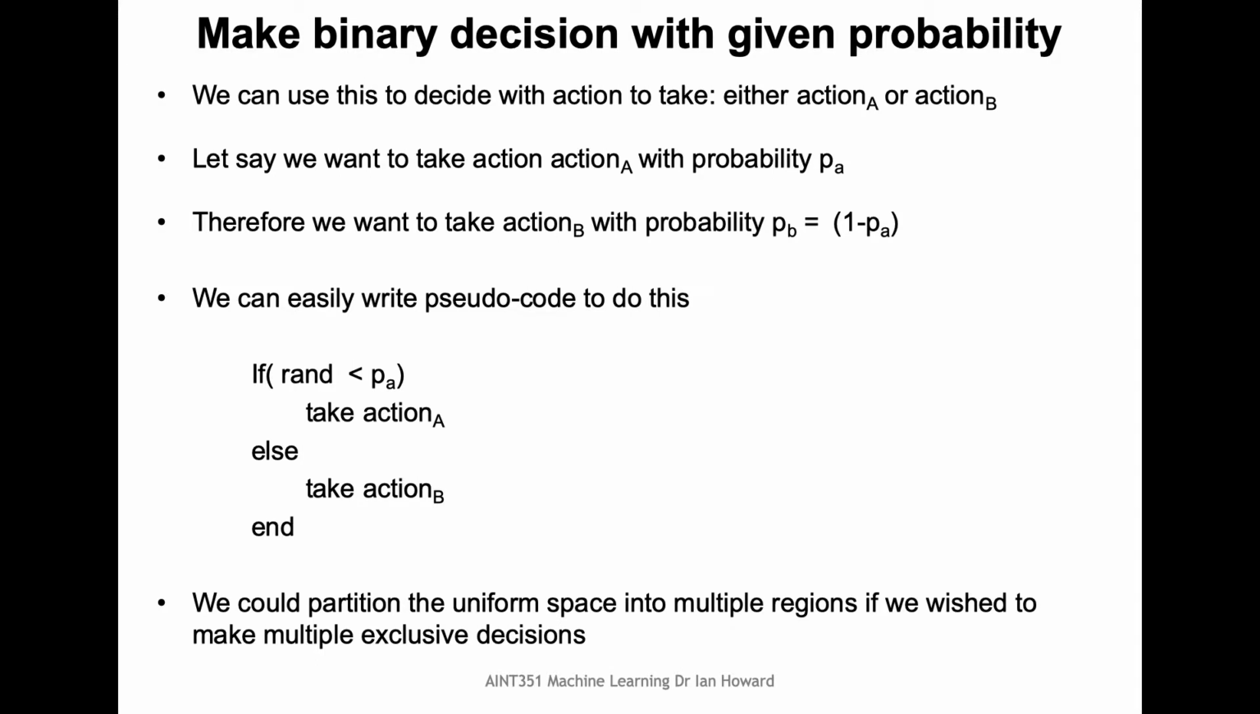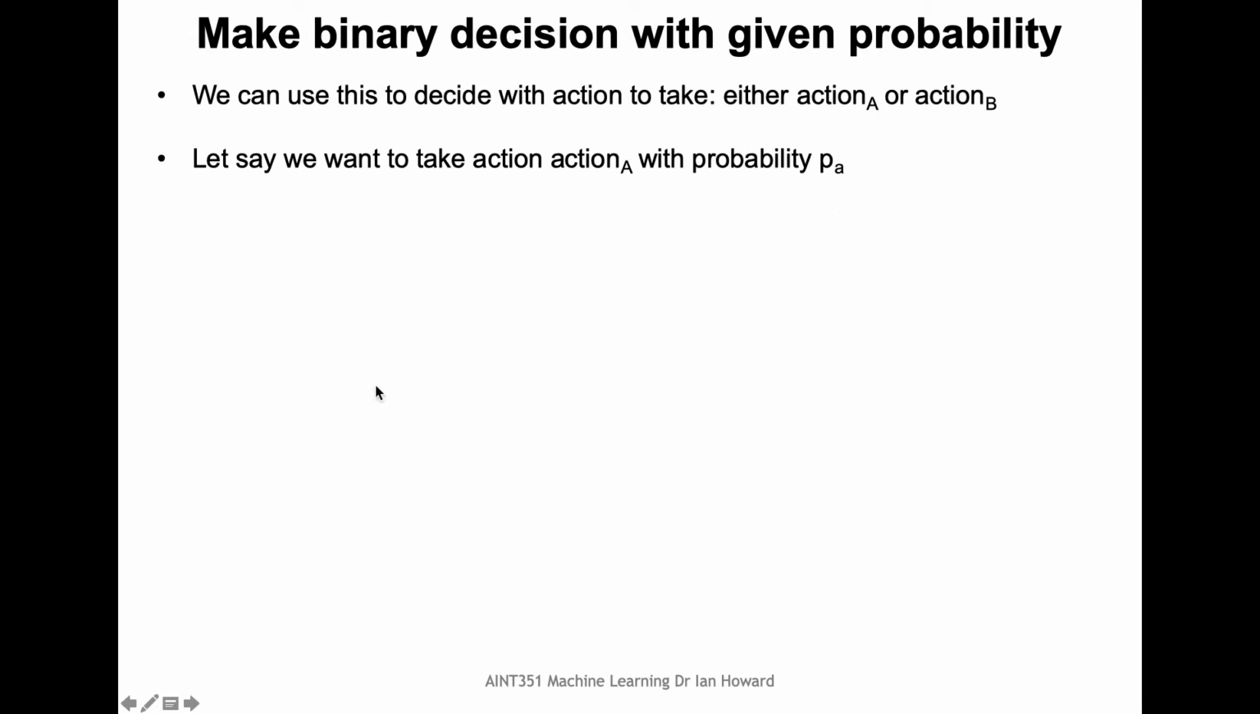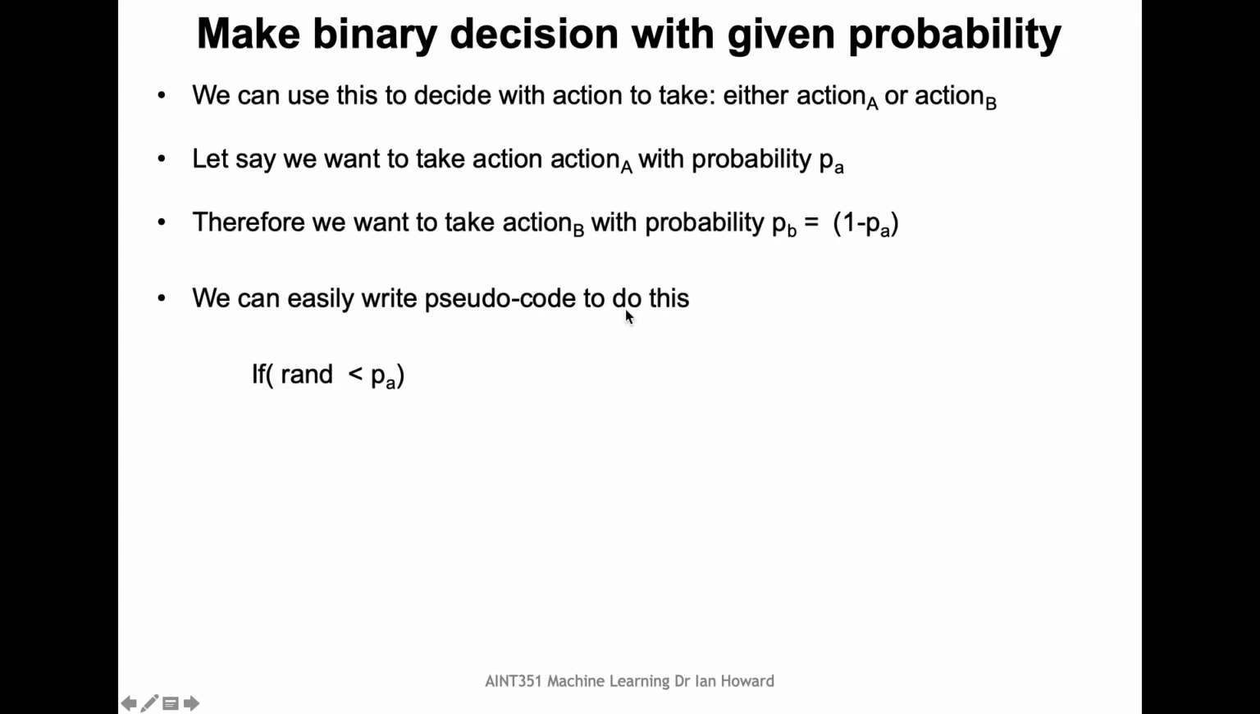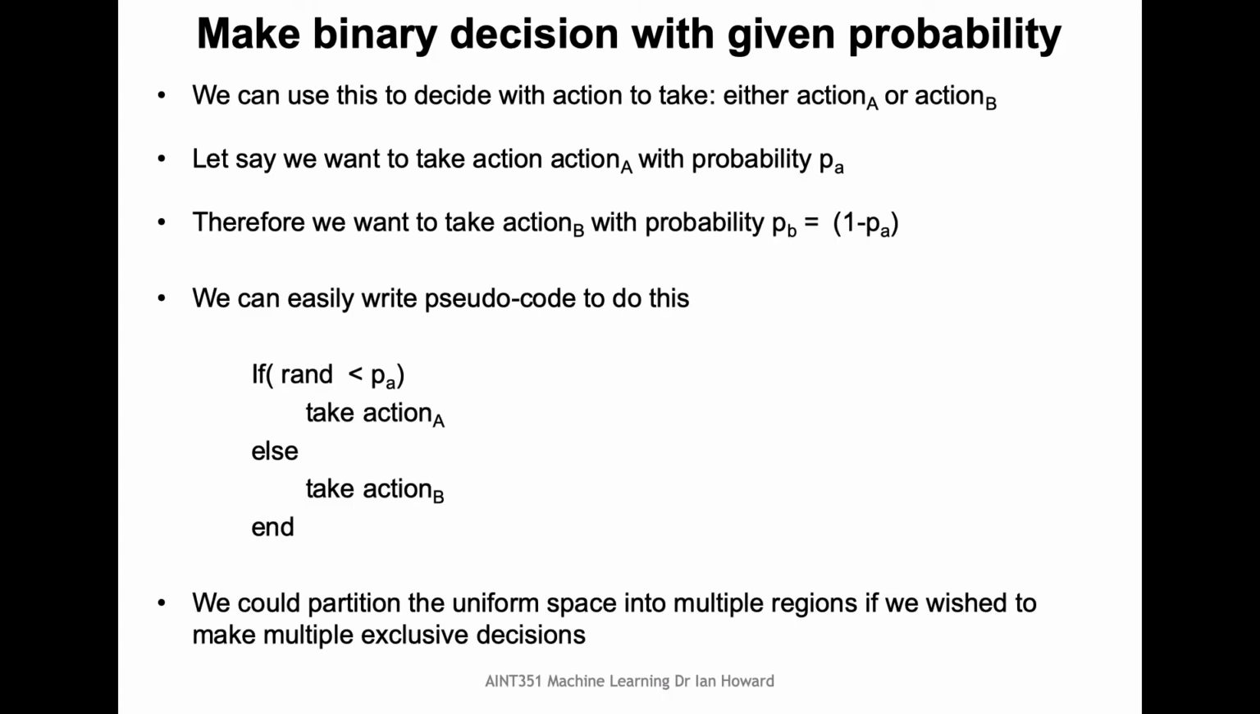It's that simple. The probability that the value we get is less than PA corresponds to this blue bit on the red bit here. That's going to be this area here, and the chances of it being more is going to be this blue bit here. So that's basically what we're up to. So it's actually quite simple to use this.